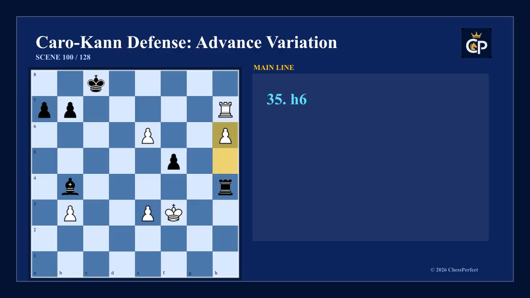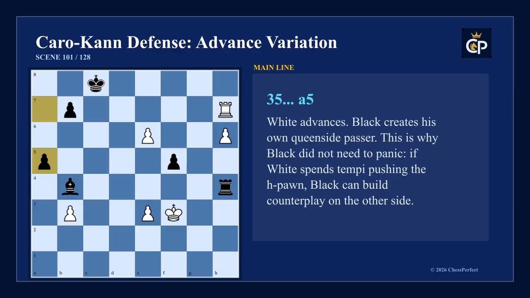h6. a5. White advances. Black creates his own queenside passer. This is why Black did not need to panic. If White spends tempi pushing the h-pawn, Black can build counterplay on the other side.